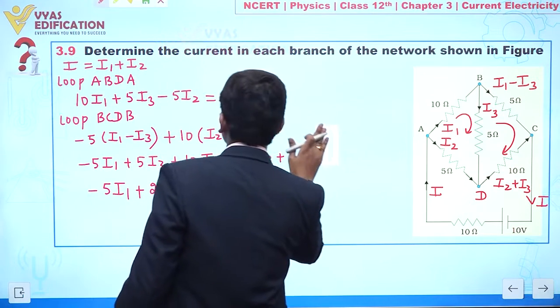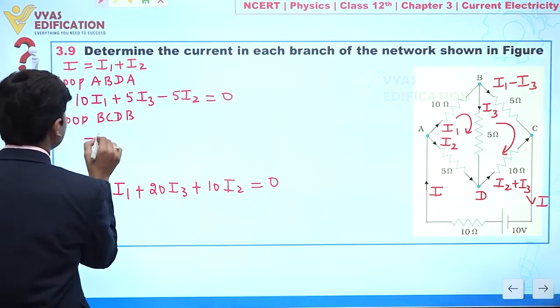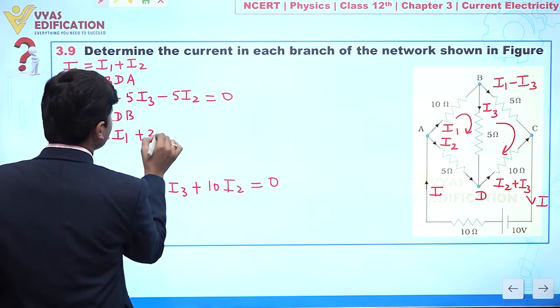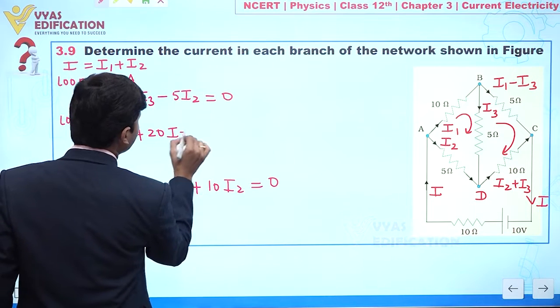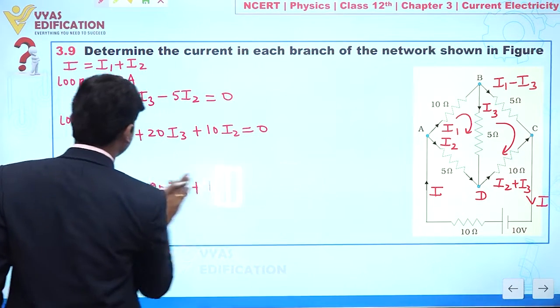So here I am writing this equation directly. From this loop I am getting 5 I1 plus 20 I3 plus 10 I2, and this should be equal to 0.